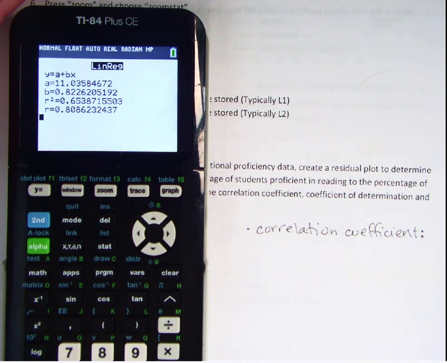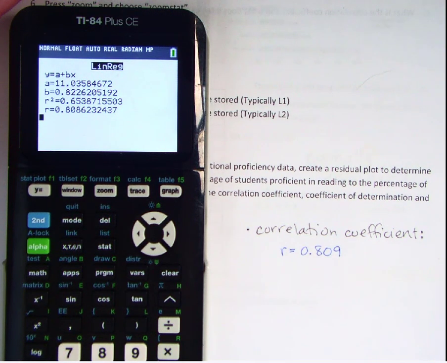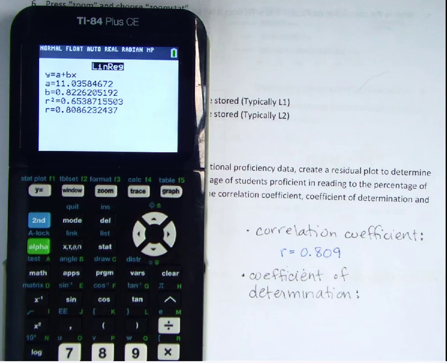Now let's look at our correlation coefficient. Rounding to 3 decimals, we have the value r equals 0.809. Additionally, our coefficient of determination, this is the value of r squared, also rounded to 3 decimals. These values indicate that we have a strong positive linear correlation.